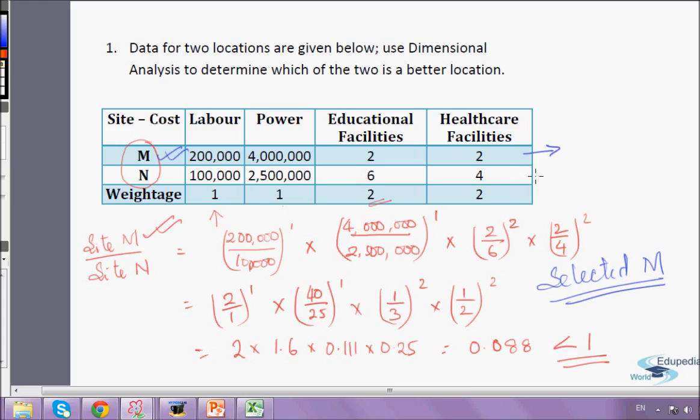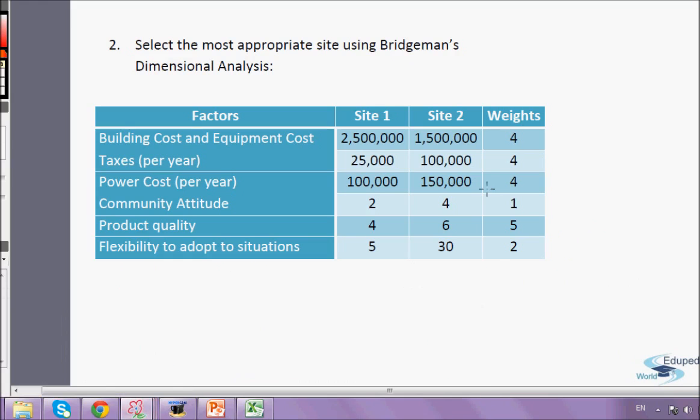Well, let's take another problem, and this time you'll be solving it yourself. We have the question here. Again, you are asked to select the most appropriate site using the Bridgman's dimensional analysis. You have totally 6 different factors this time, for 2 different sites, site 1 and site 2. So calculate the values and select which of the two, site 1 or site 2, is better. Pause me for a while, solve it, and then we'll do it together.